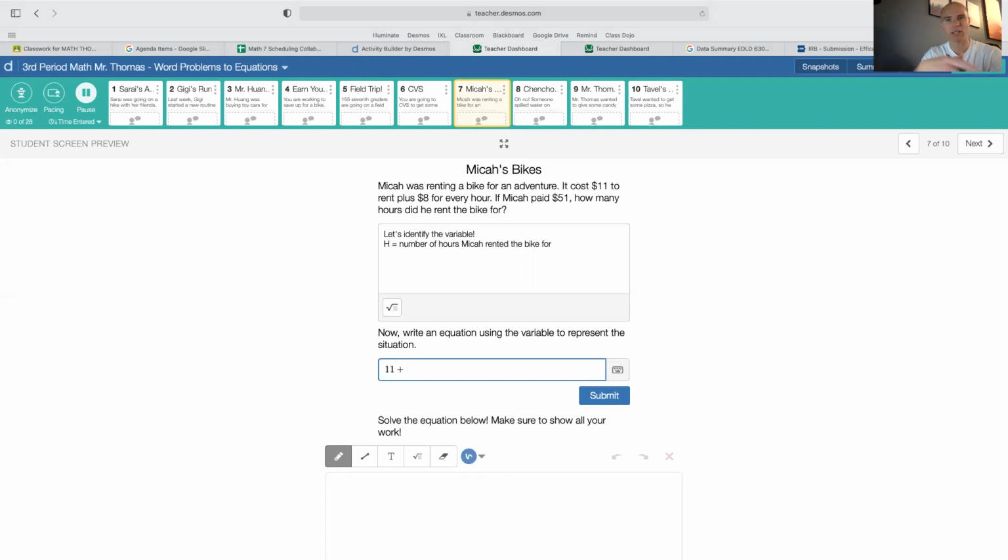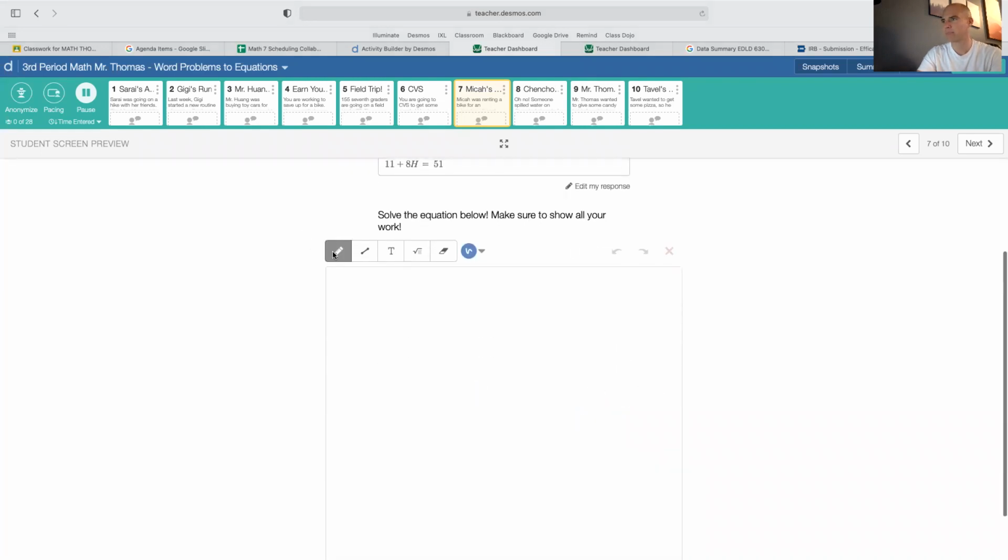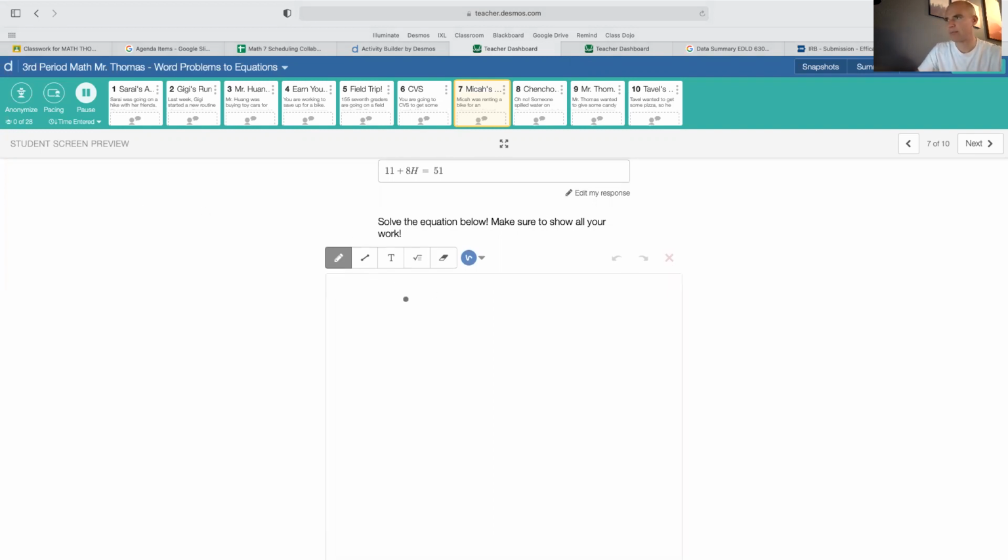Okay, so if you want to find a total, if you know something costs $8 for every hour, and then if we knew how many hours, we would multiply, right? We would do 8 times however many hours, but we don't. So we just do 8 times h. And then that's supposed to equal the total of $51. So yeah, this time I will just write it this way. Let's see here, 11 plus 8h equals 51.